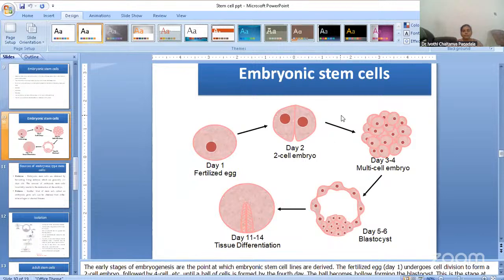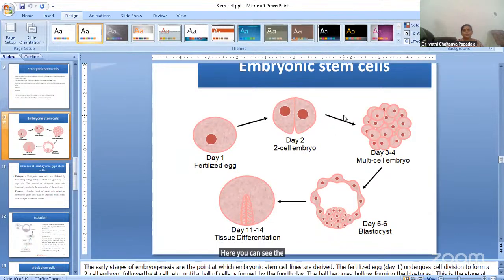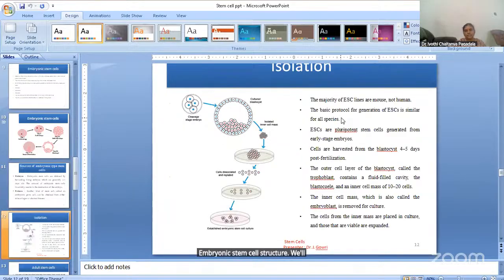So here you can see the embryonic stem cell structure. We'll discuss all these in the next class.